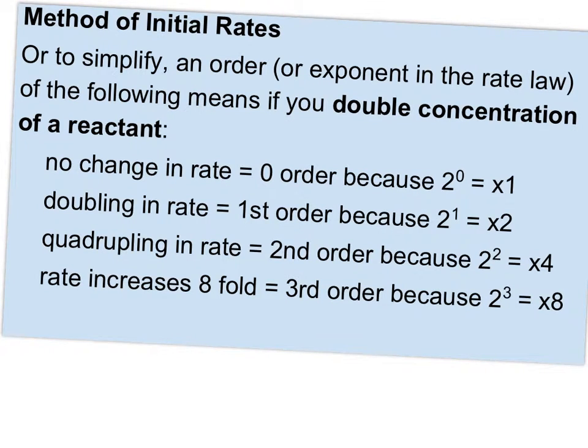Another way to simplify this is that the order, or exponent, in the rate law means the following. If you double the concentration of the reactant and there's no change in the rate, it's zero order because 2 to the 0 is the same as multiplying by 1. If you double the rate when you double the concentration, it's first order because 2 to the first means it's simply double. If the rate quadruples, it's second order because 2 squared is 4. If it increases 8-fold, it's third order because 2 to the third is 8.